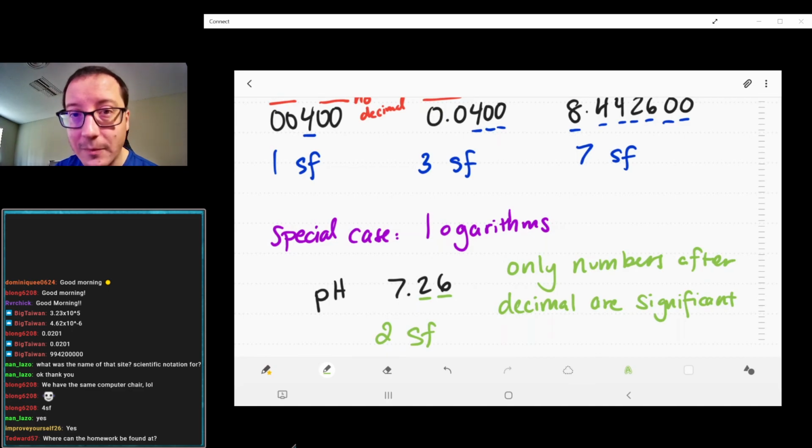Forget about it. Actually, I think there's one question on the homework that deals with logarithms, but after that, you can forget about it until chapter 11. So don't focus on this. I'm not going to test you on this until we get to chapter 11. So don't worry about this part. Focus on those first 4 rules. So this is technically rule number 5 or something, but it's a special case for logarithms.